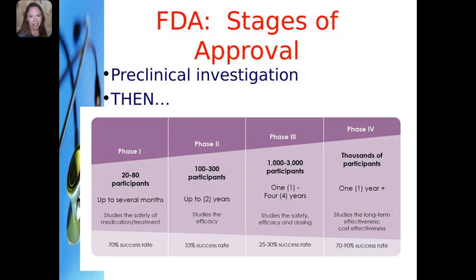If they make it to phase 4, we still need more participants. We need to test this some more. So thousands are going to participate, and it can take at least another year. So this is studying the long-term effectiveness of the drug. It's also studying the cost effectiveness of the drug. So 70 to 90% do make it past phase 4, and then the drug gets to the market so they can sell it. Like I said, a very costly and timely process.